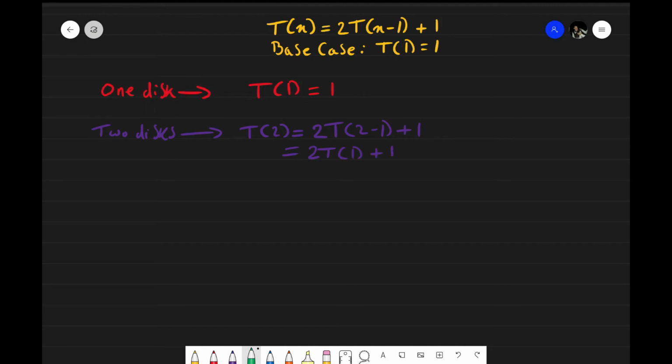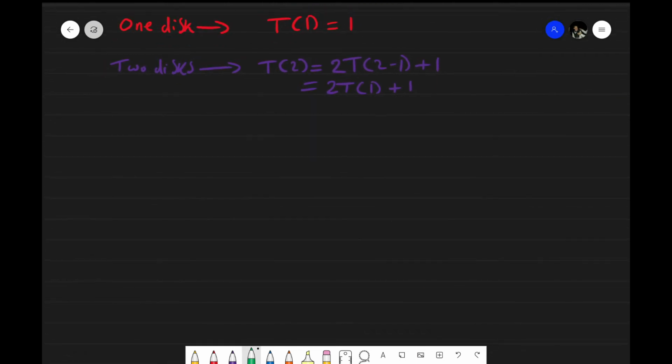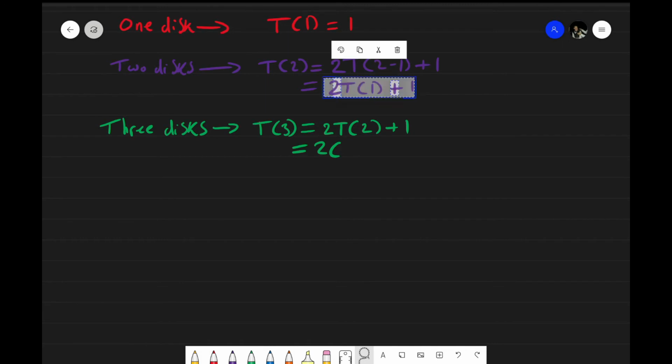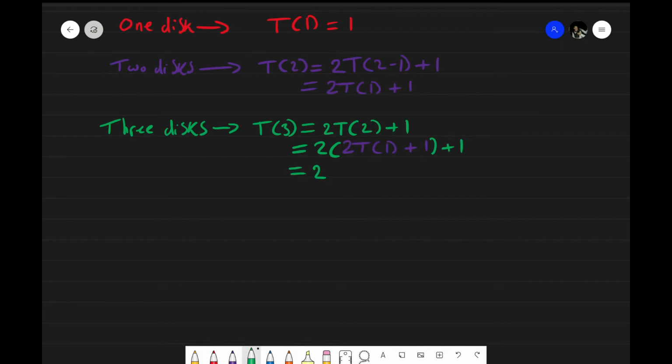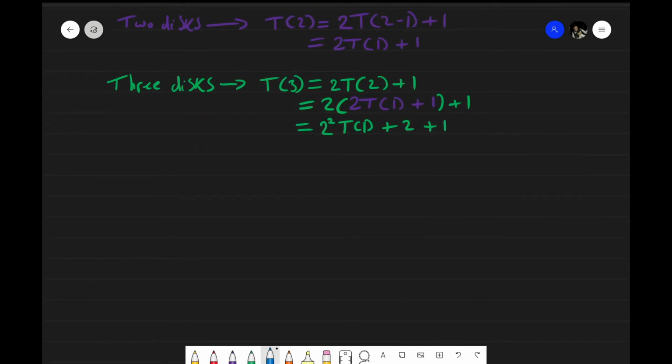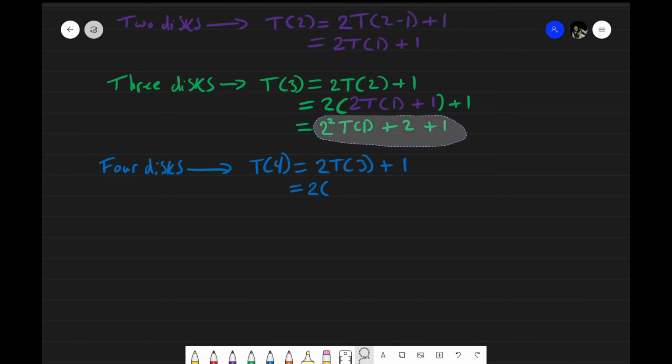Let's add a third disk, this time substituting our T(2) from up above. So we'll have T(3) equals 2 times T(2) plus 1, and we get our T(2) from up here. We substitute it in. And now why don't we go ahead and distribute that 2? Now let's add a fourth disk, incrementing n again, and substituting our T(3) from up above. So we'll get T(4) equals 2 times T(3), so let's go grab that. And there it is, plus 1. And let's go ahead and distribute that too.